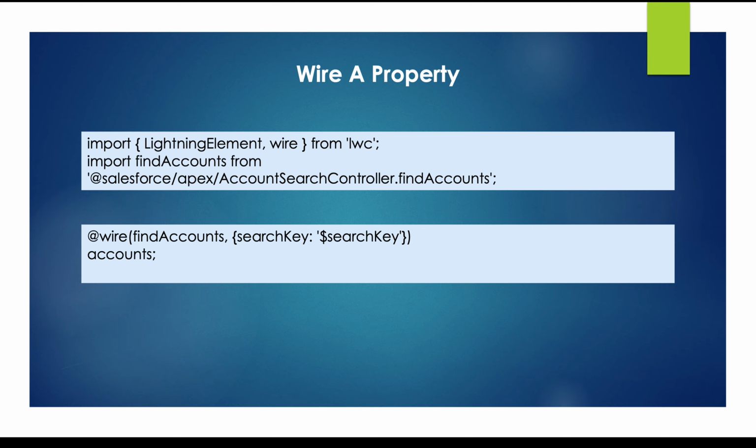And you see we are not mapping it directly; we have a dollar sign here. This makes it reactive, so these are known as reactive parameters. Whenever my search key attribute changes, this method will automatically be called again, and whatever the response is will be directly mapped into this property. That's why it is known as wiring a property, like wiring directly to a property. Then we'll see what the second way is.